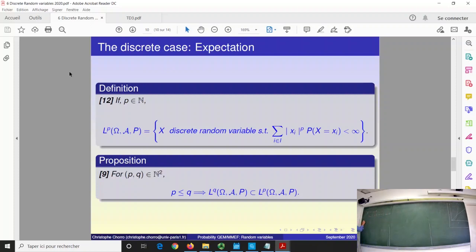So for p belonging to N, I define the space L^p of (Omega, A, P). Keep in mind that I start from a random variable and I have initially a probability that is defined on a set A with values in [0, 1], such that, so P is the probability on my universe Omega, meaning that P of Omega is equal to 1. Okay?